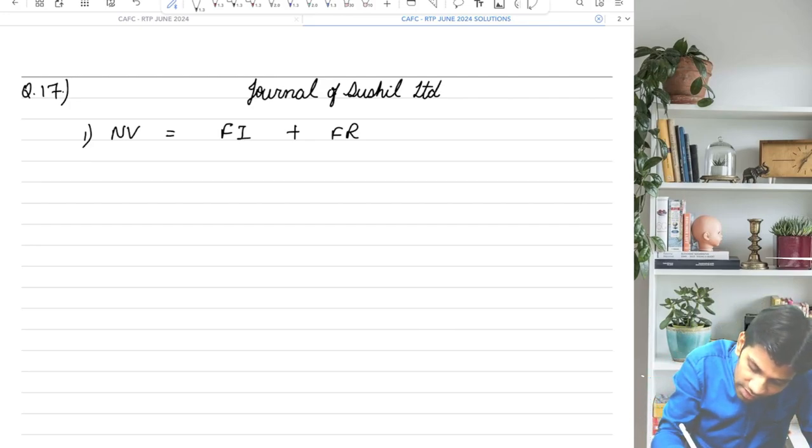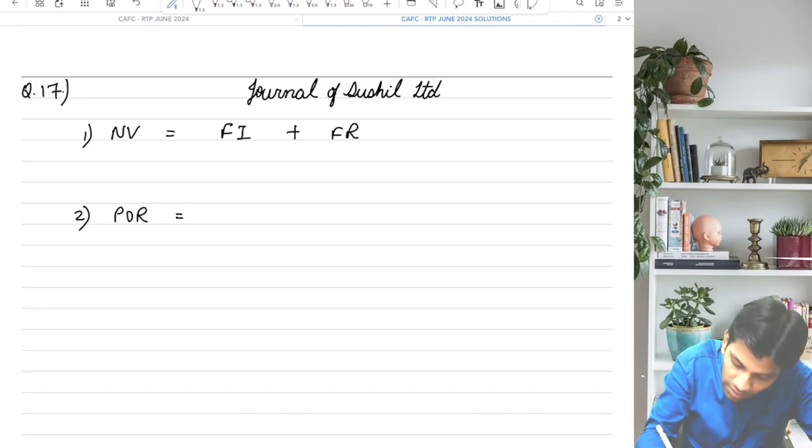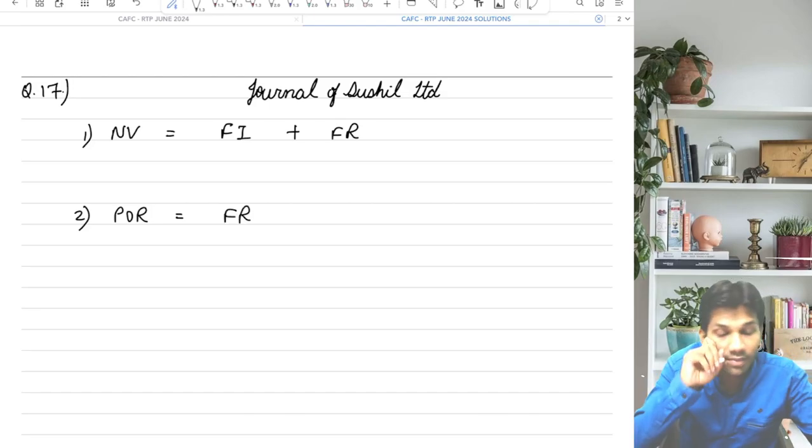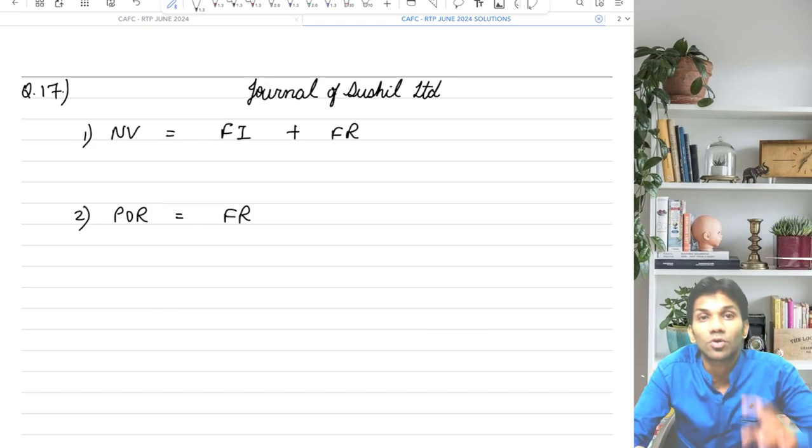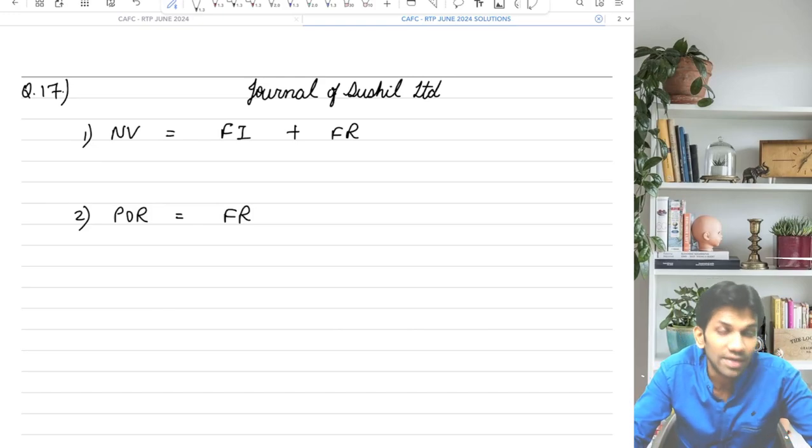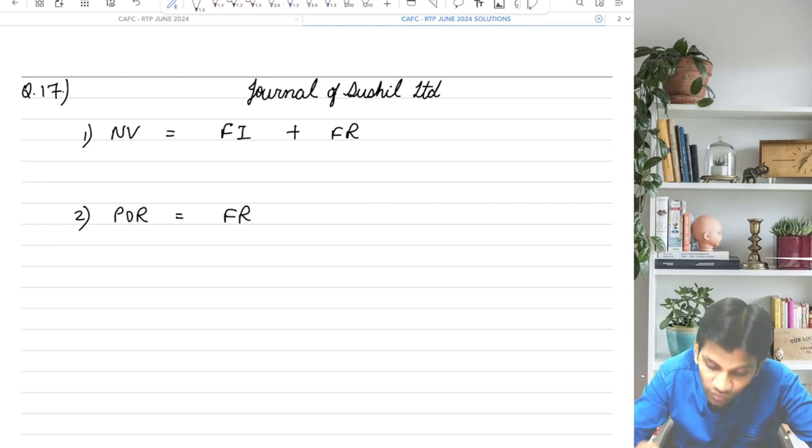So the first equation is for the nominal value and the second equation is POR. What is POR? Premium on redemption is equal to free reserves. Why am I preparing two equations? Because redemption is at premium. I repeat, first equation: nominal value is equal to fresh issue plus free reserves, and second equation: premium on redemption is equal to free reserves.